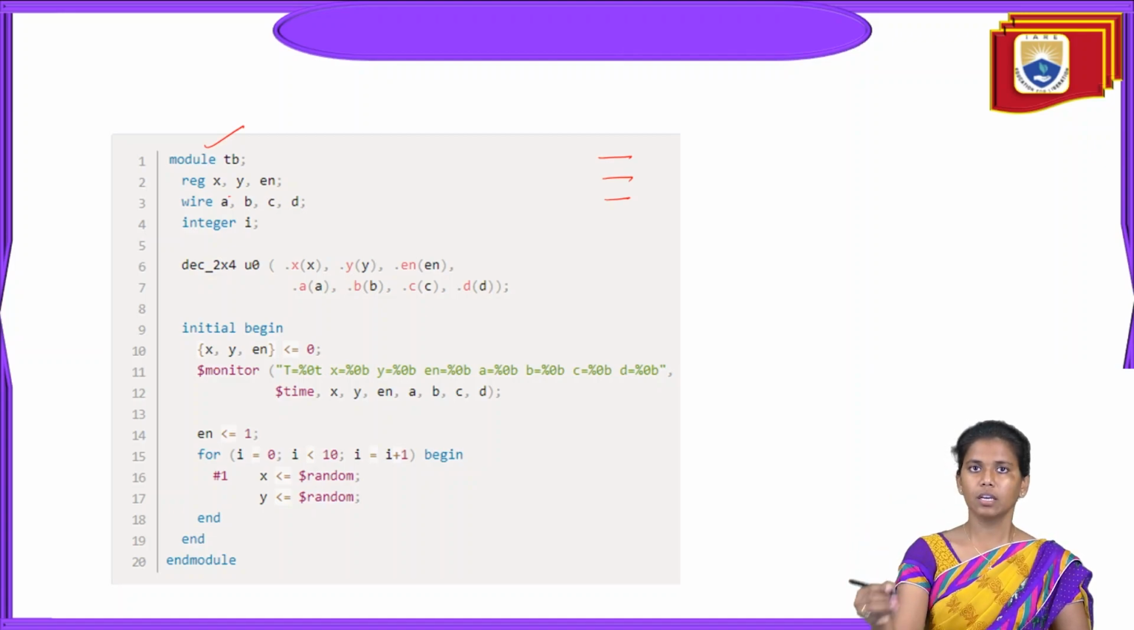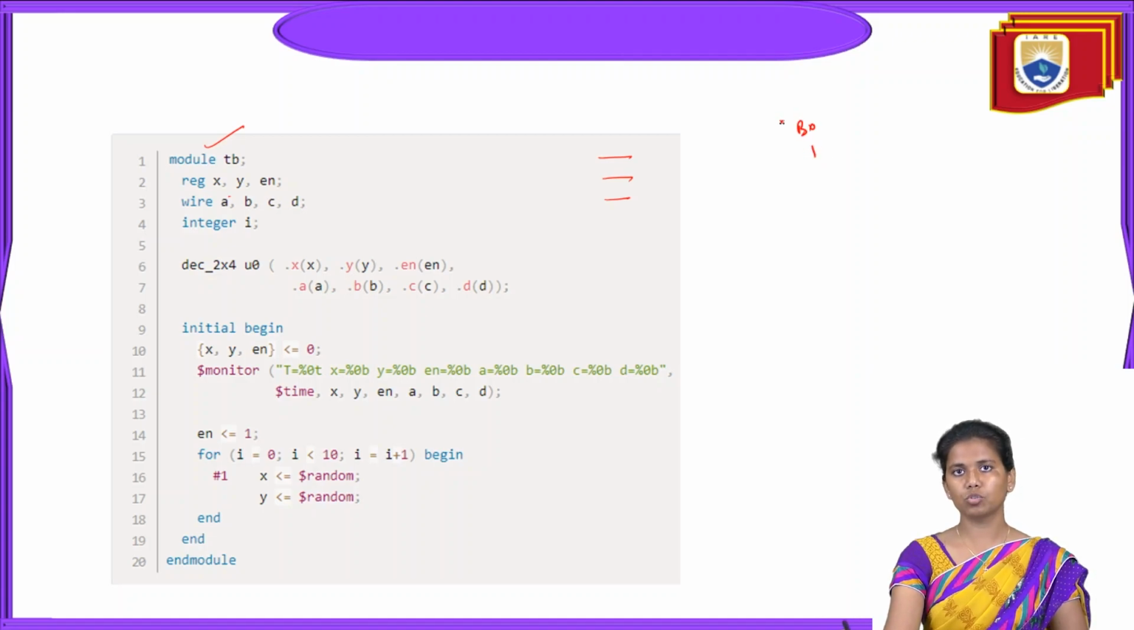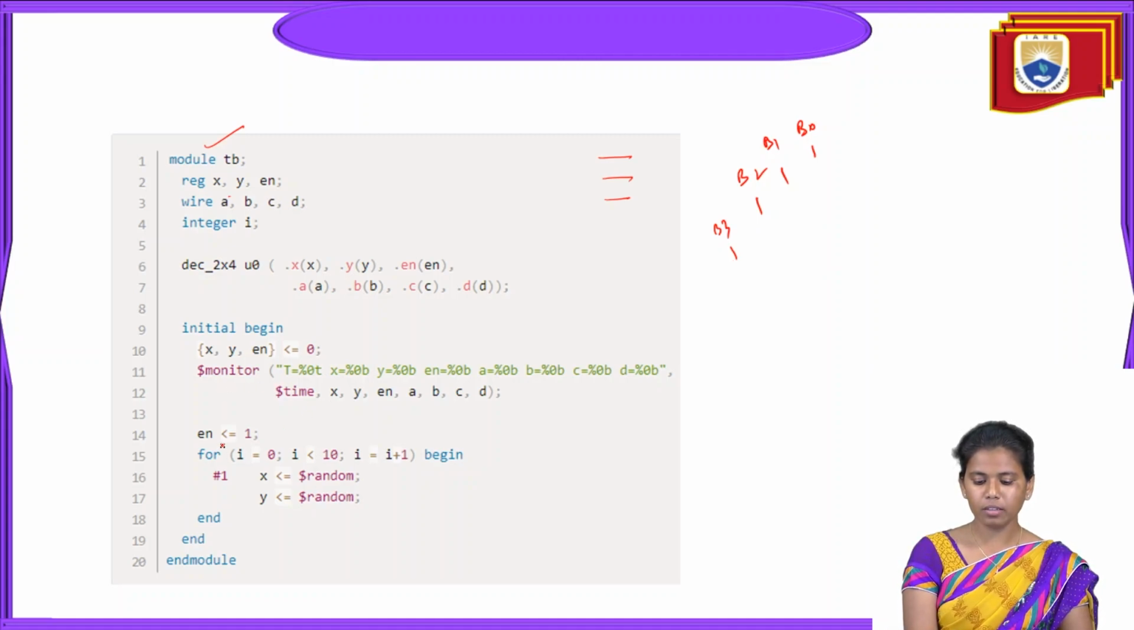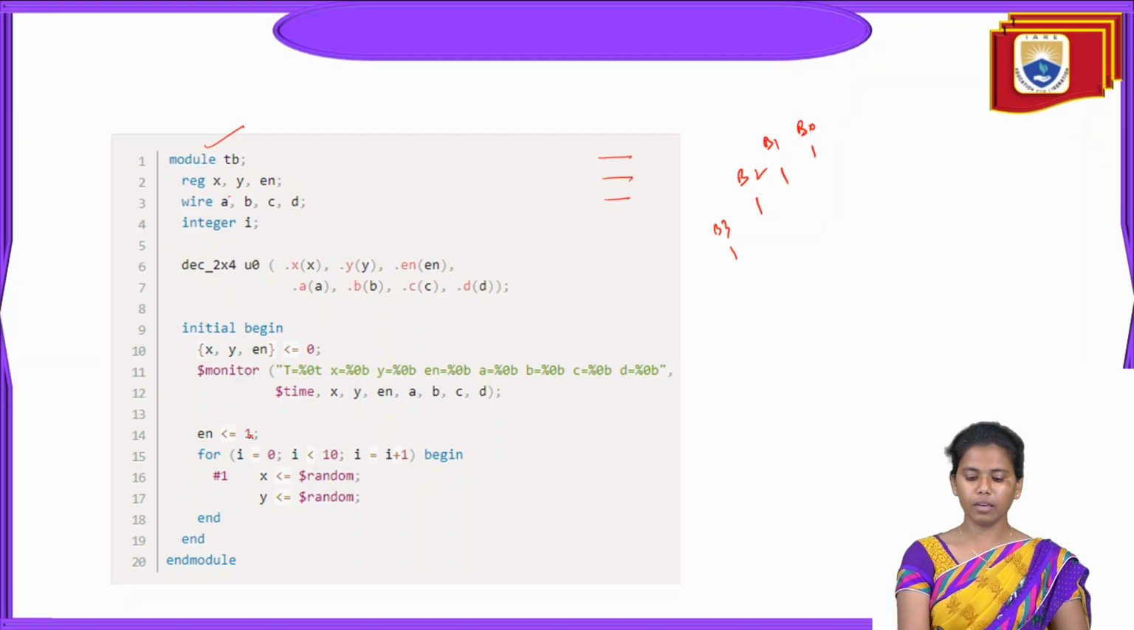Whichever it is, sometimes B0 will be in the on state and the rest will be in the off state. Sometimes B1 will be in the on state, the rest off. B2 on state, the rest off. B3 on state and the rest off. And then monitor the enable. If the enable is 1, then using the for loop, we can say I equals 0, I less than 10, and then I plus plus, begin.